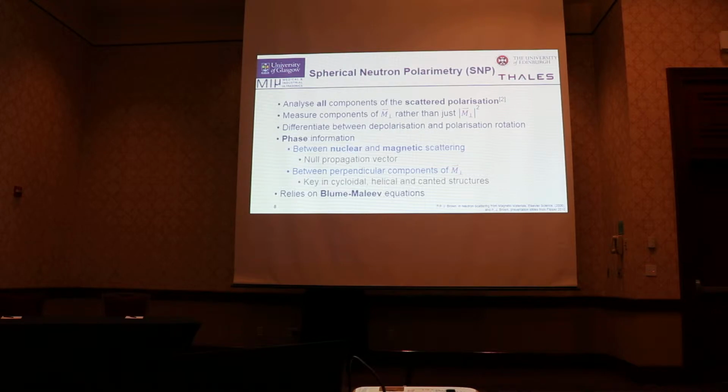So we use spherical neutron polarimetry, and this is very useful. In extension to uniaxial polarimetry, you can analyze all components X, Y, and Z, and this allows you to measure all the components of the magnetic interaction vector. For example, if you have uniaxial polarization and you get depolarization of the beam, with this technique you can see if the polarization has rotated or if it's actually depolarized. You can also gather phase information between various things. We'll see that a bit more concretely in a minute.